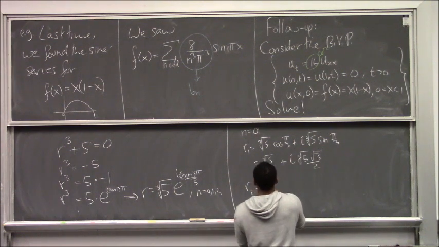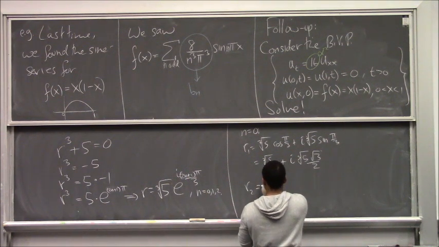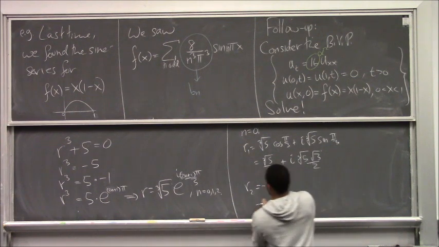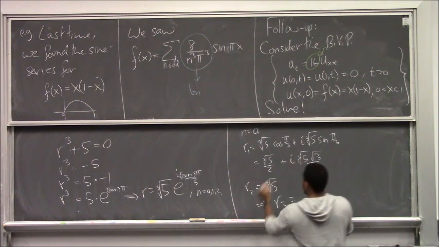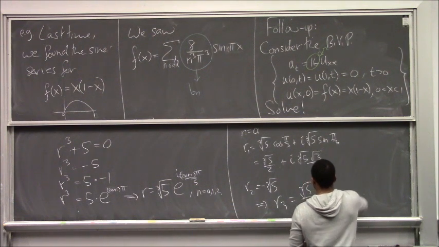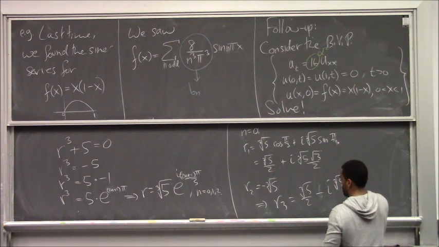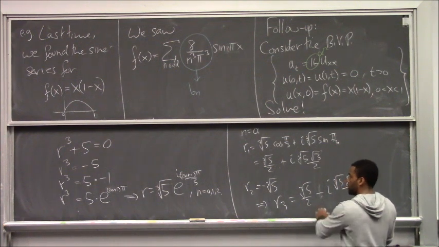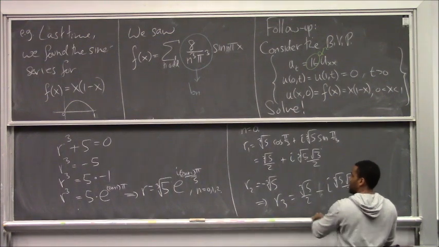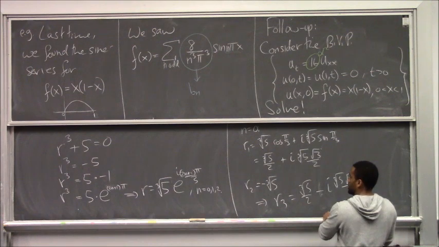For r2, you would have the cube root of 5. This means you plug in, say, n equals 1. So that's e to the i pi, which is minus 1. That means automatically your r3 is just going to be this with a negative sign. It's just harkening back to the quadratic formula. So the 3 roots are this, and plus or minus that.